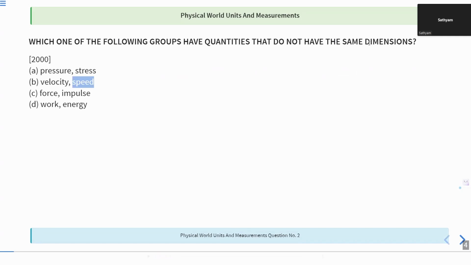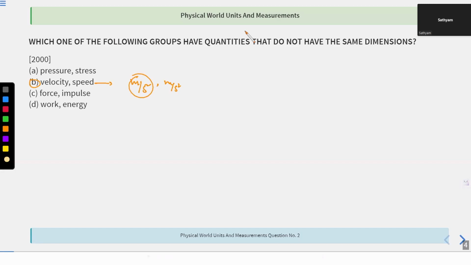They do not have the same dimension. Let's say I'm taking one example over here. Let me take this option B. So velocity is measured in meter per second square, as well as speed, meter per second square.